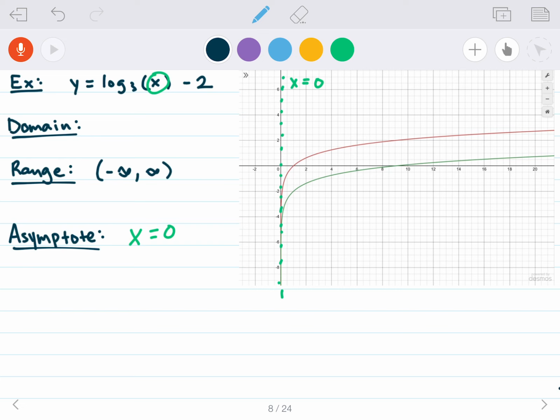What's the domain? How far does it go to the left to how far does it go to the right? Well, it doesn't go past the asymptote. It doesn't go past x equals 0. So we're going to start at x equals 0 but not including it. And we're going to go all the way to the right out to infinity. So that is our answer there.